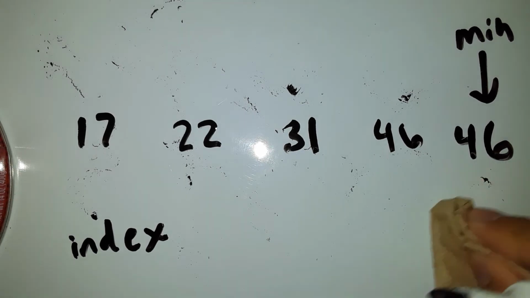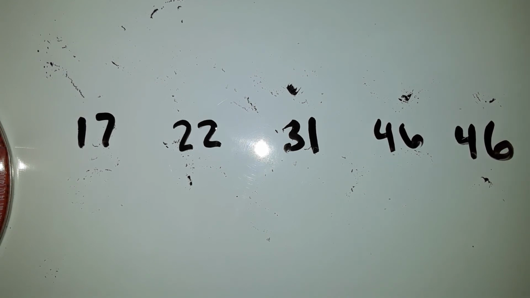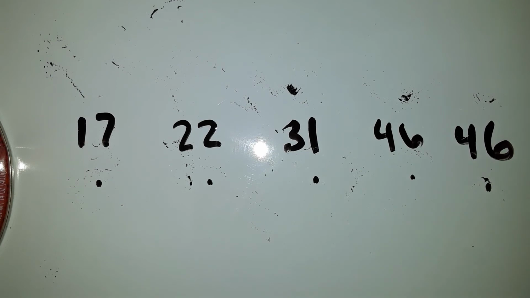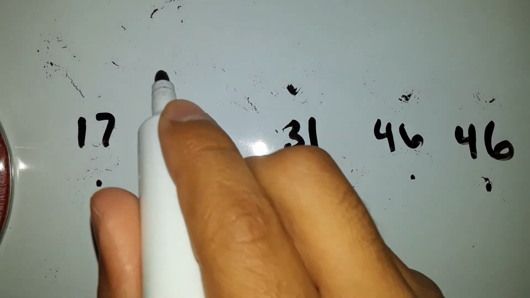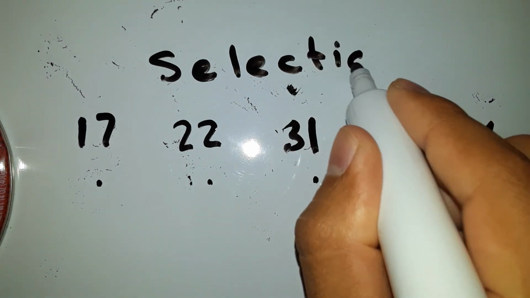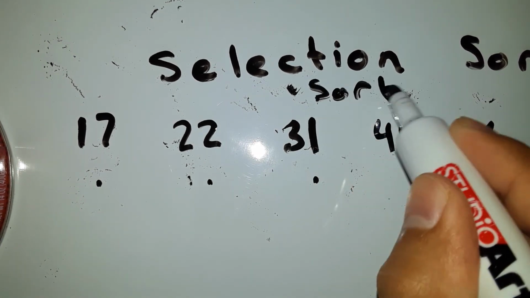And now we've hit the end of the array, so we can assume that the sort is complete. And as you can see, 17, 22, 31, 46, 46, that the selection sort does in fact work and can even handle duplicates. So again, this would be selection sort.